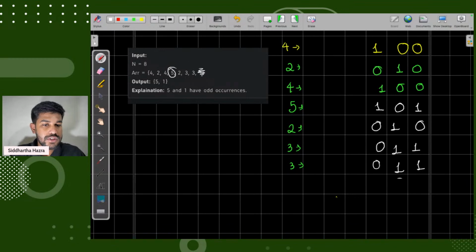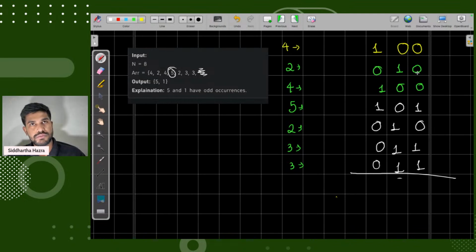That means now we need to find one number which has odd occurrence. Rest all numbers have even occurrence. How do we find it? This is also an interview question. What we can do is simply take out the XOR value. How can we take out the XOR value?